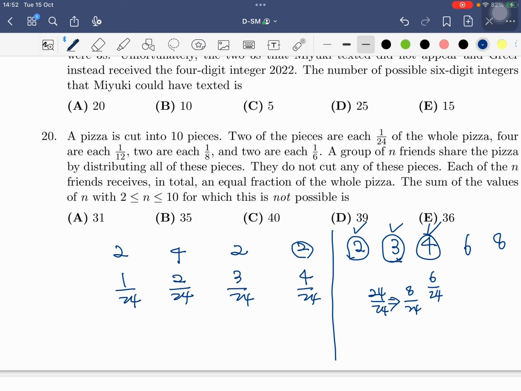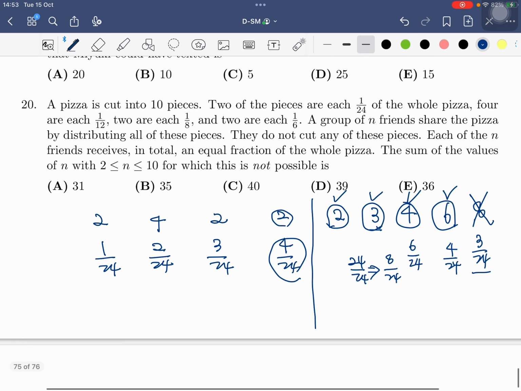What about number 6? If it is number 6, then we need to distribute 4 over 24. So 2 can have this, and like this, 1 and 1, and 2 of this. So this is also possible. And number 8, if we are 8 altogether, then we need to distribute 3 over 24. Oh, this is not possible because the largest size we have is 4 over 24. So we need to cut it, but it says we don't cut it. So 2, 3, 4, 6 are the valid numbers.